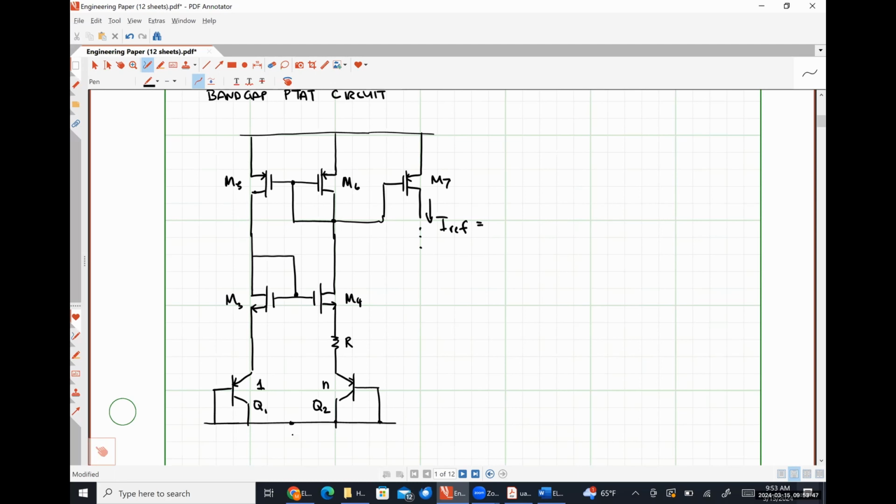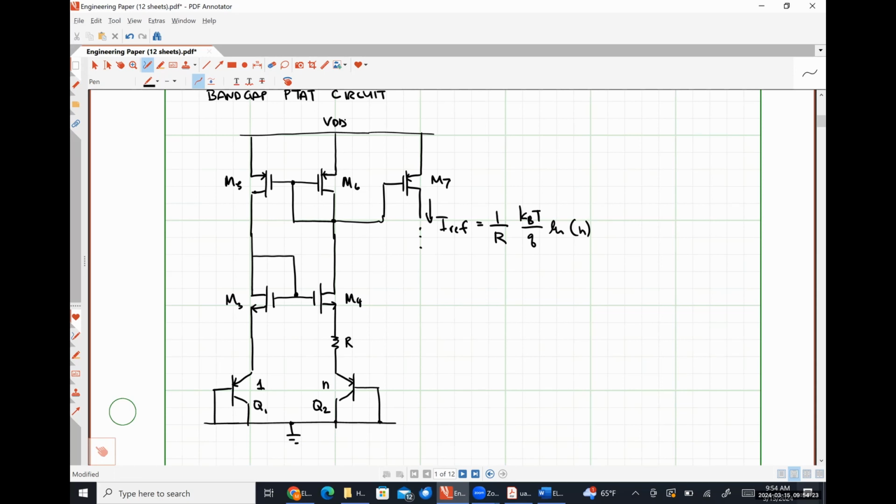By the way, down here is ground. And the reference current generated by this guy is given by 1 over R times our thermal voltage, so kBT over q, times the natural log of N. So we can see here that this circuit, which is supposed to be effectively invariant with supply voltage and temperature, actually does have some temperature dependency.